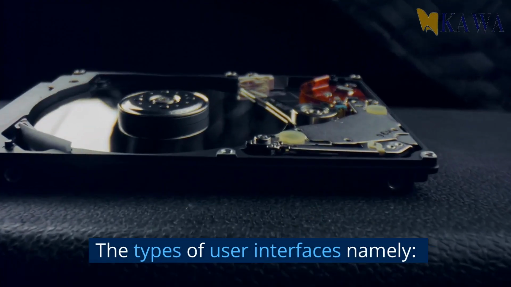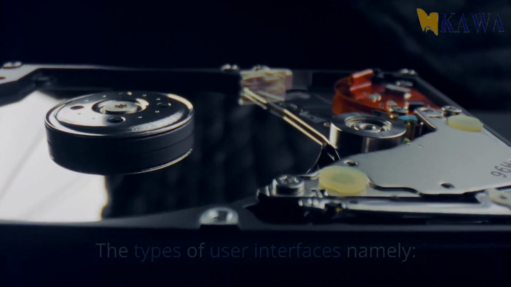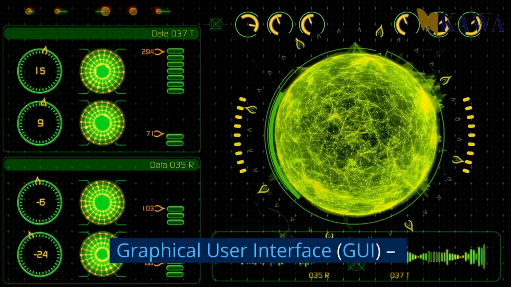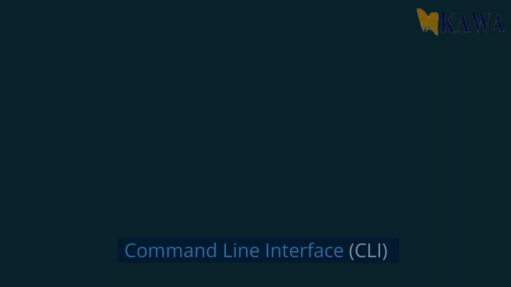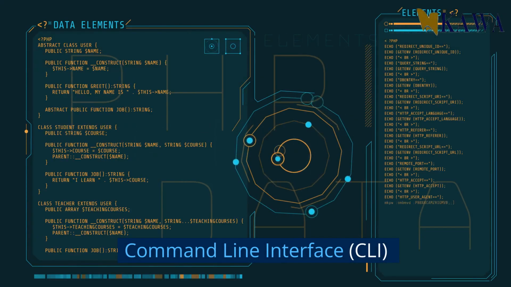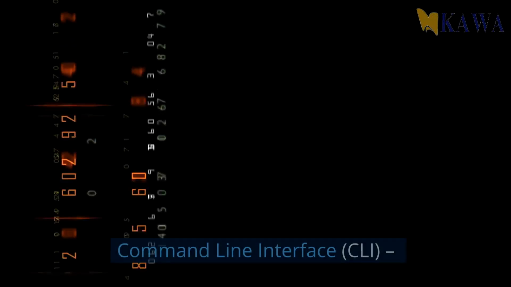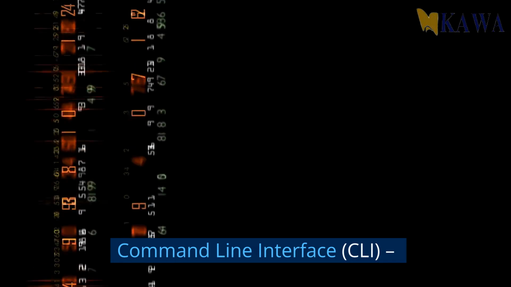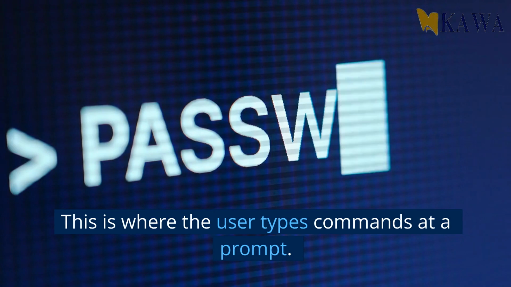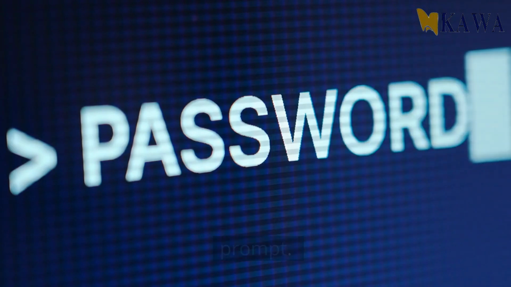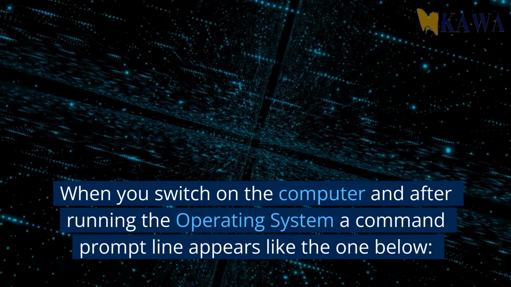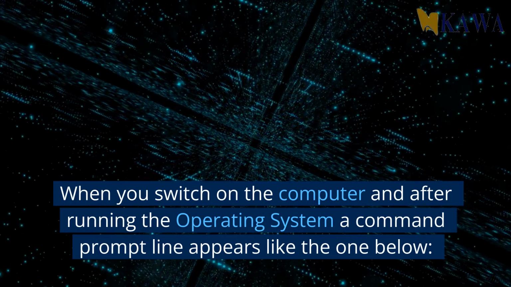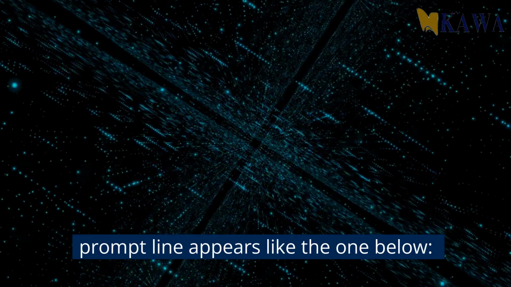The types of user interfaces, namely Graphical User Interface, GUI, and Command Line Interface, CLI. Command Line Interface, CLI, is where the user types commands at a prompt. When you switch on the computer and after running the operating system, a command prompt line appears like the one below.